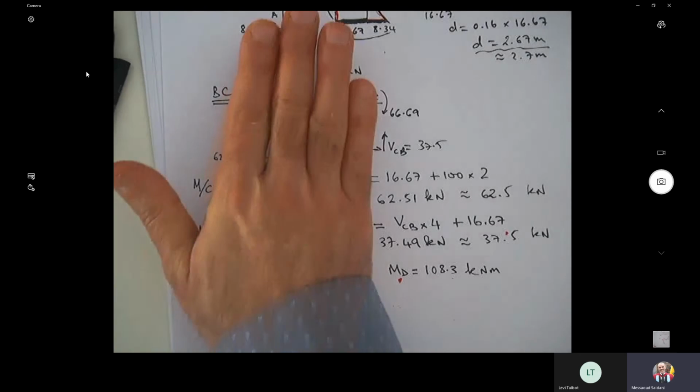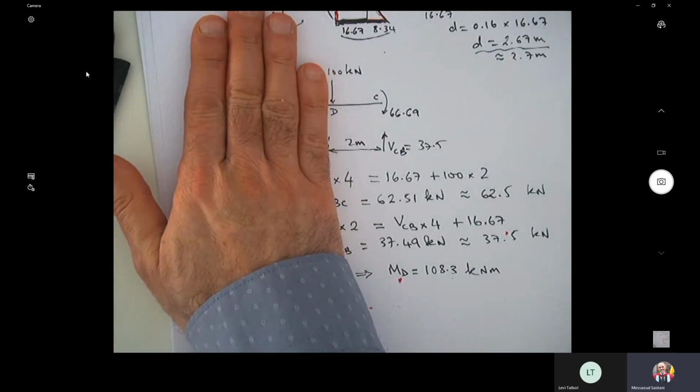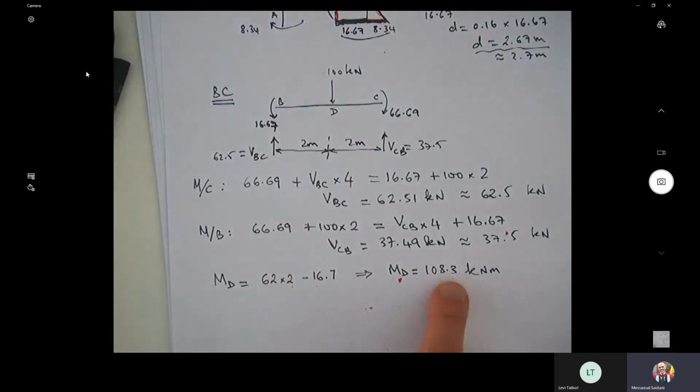Can you quickly calculate MD from the right side? See if you get the same answer.